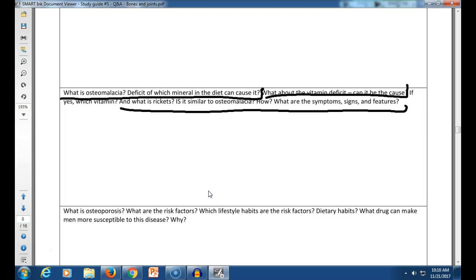What are the signs and features? I don't want very specific description. What happens? Bones are kind of bent. They bend, they're soft, that's why they bend, they're malformed. That's all you got now.